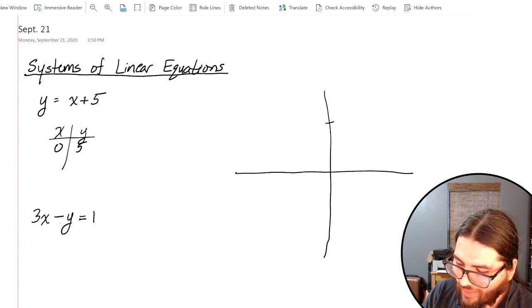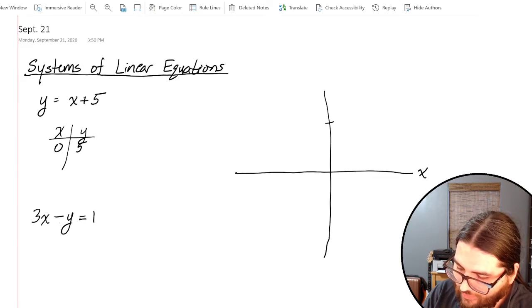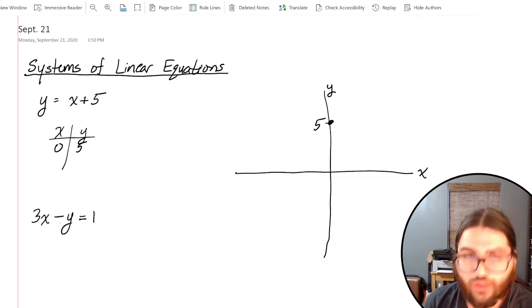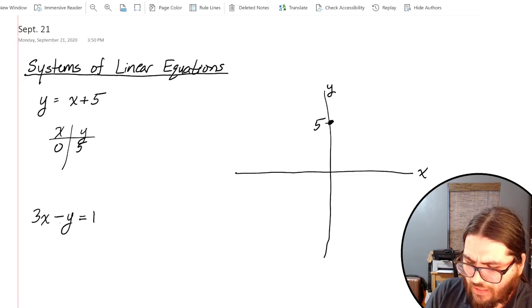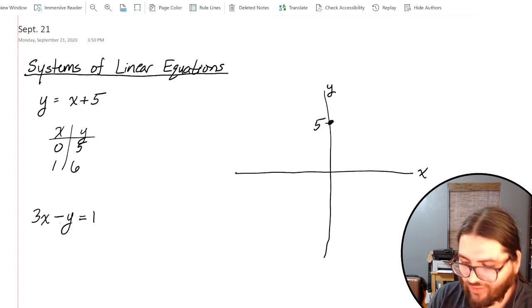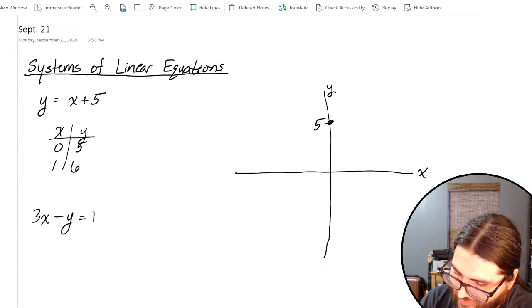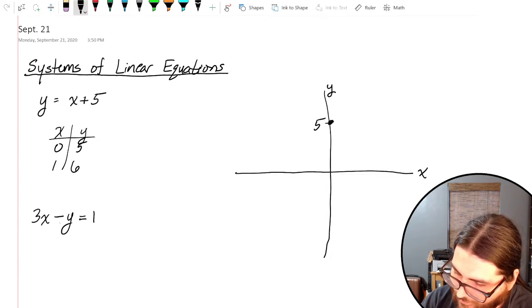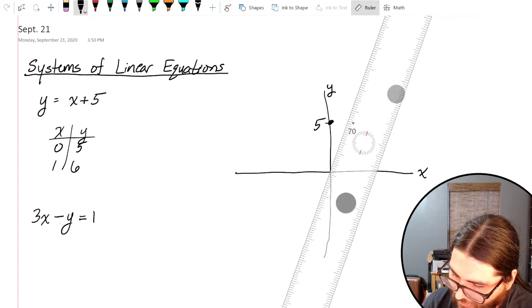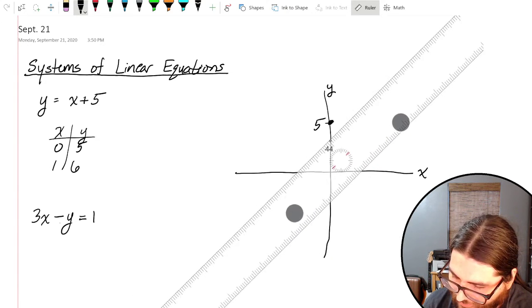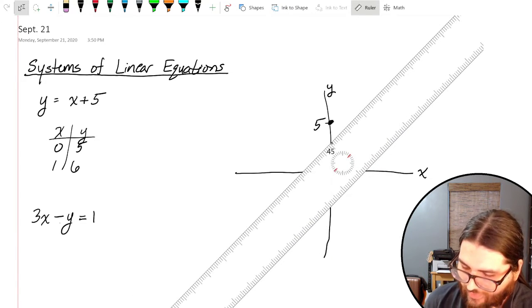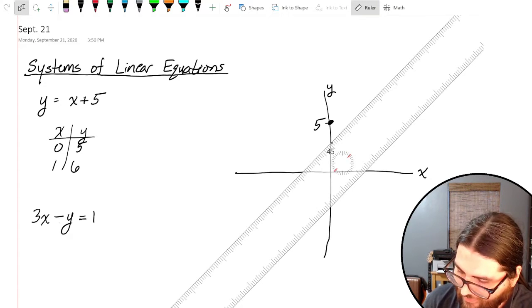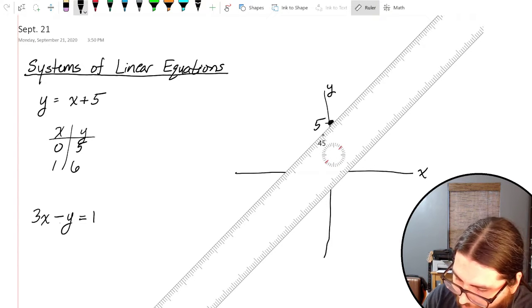So 0, 5, I would go to my graph and I'd put the xy point 0, 5 on my graph. And I might pick another one, 1, plug in 1, 1 plus 5, this one is actually 6. Let me grab my ruler, because I know ahead of time that basically this line is going to follow this 45-degree angle here.